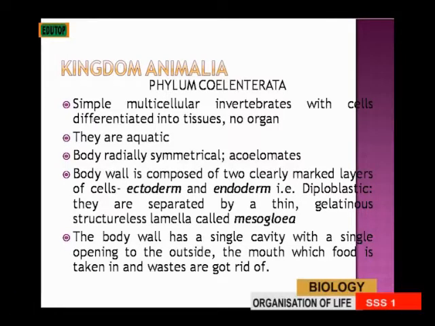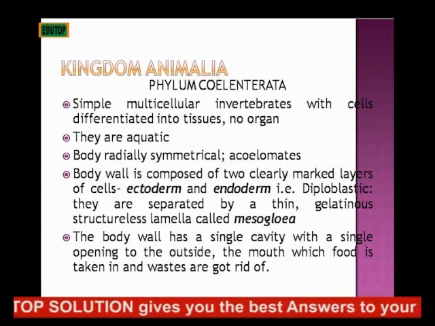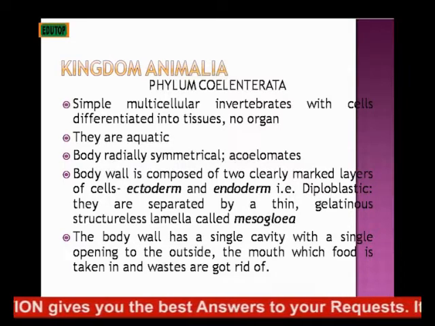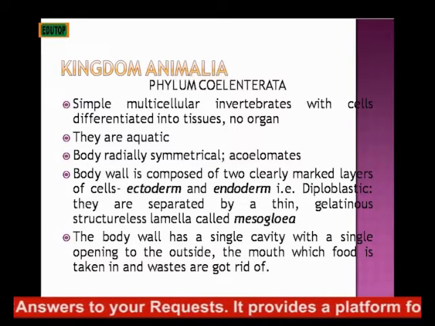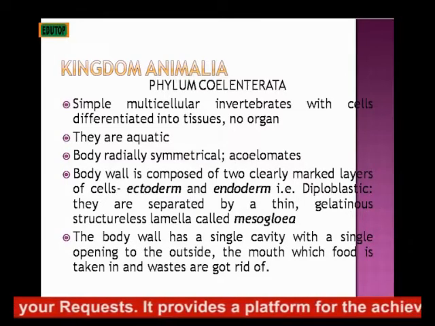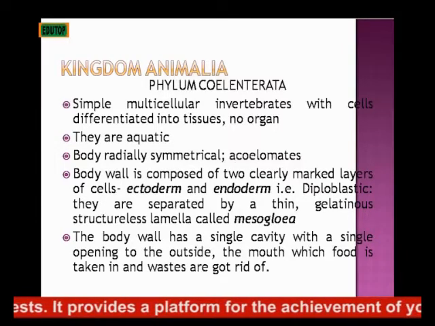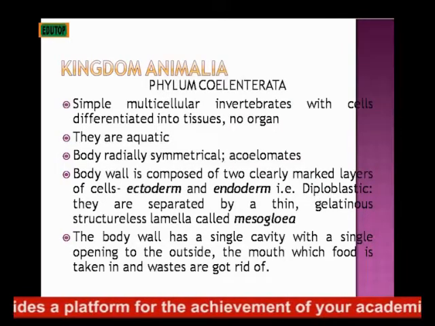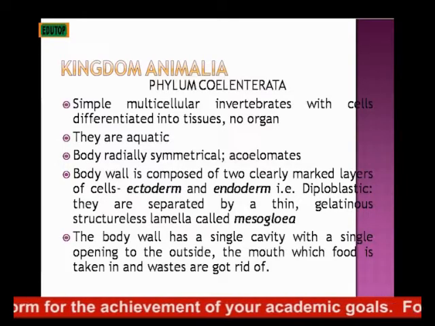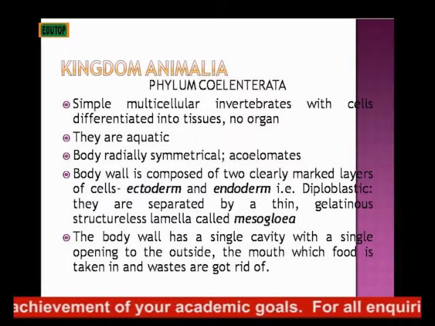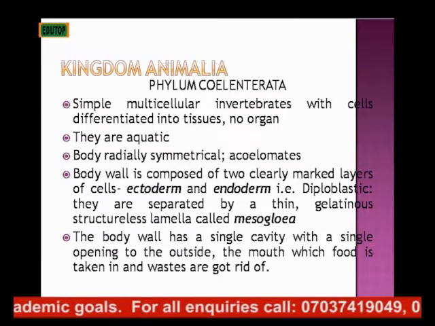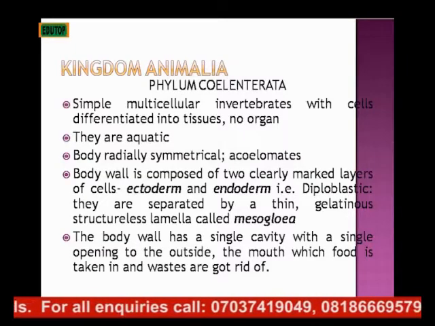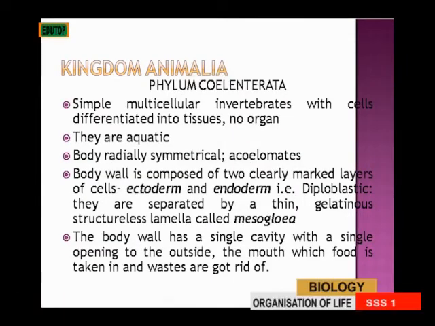Then their body wall is composed of two clearly marked layers of cells, so we call them diploblastic. That is, they have the ectoderm and the endoderm, the external and the internal layer. They are separated by a thin gelatinous structureless lamella called mesoglea. This mesoglea is what separates the endoderm and the ectoderm.